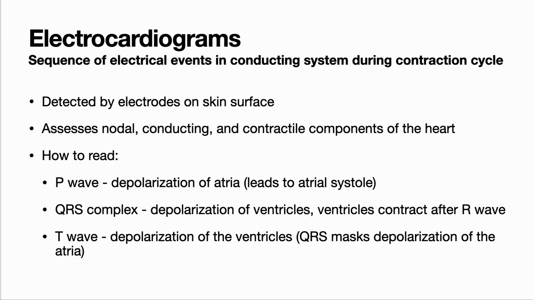Then we can look for the big QRS complex. It's pretty dramatic looking. This is going to represent the depolarization of the ventricles, and then the ventricles will contract sort of immediately after that R wave, because you always have to have depolarization before you actually get the contraction.